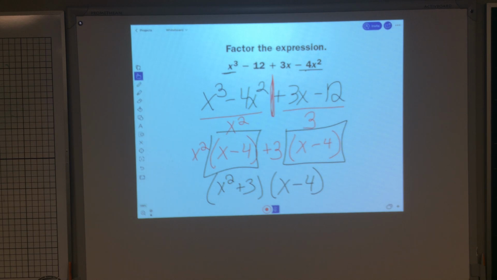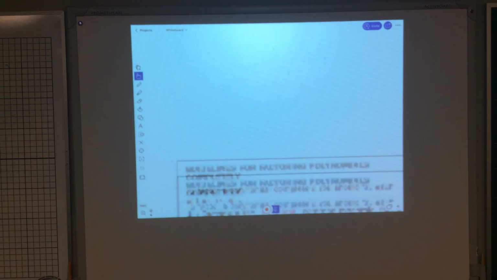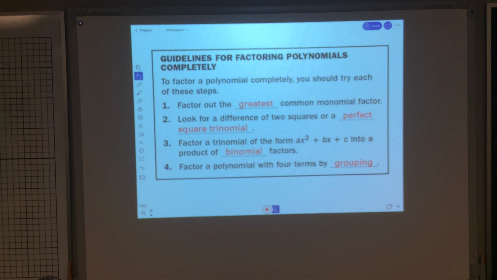Okay, so let's review those steps for factoring. To factor a polynomial completely, you should try these steps. This is a little bit shorter because it's taking each of those methods into separate accounts. The first thing you do is factor out that greatest common monomial factor. If anything factors out, we do that first. Then we check your rules from lesson 8.7. See if there's any shortcuts you can take.